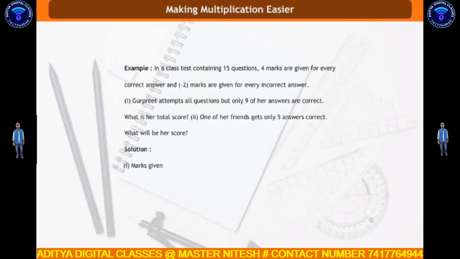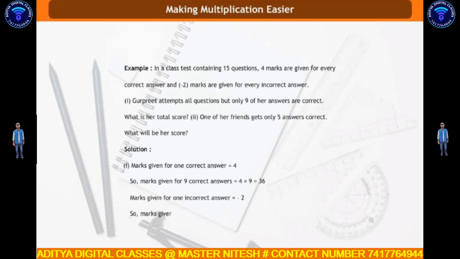Solution. Marks given for 1 correct answer is equal to 4. So marks given for 9 correct answers would be 4 into 9, which is 36. Marks given for 1 incorrect answer is equal to -2. So marks given for 6, that is 15 minus 9 incorrect answers, is equal to -2 into 6 is equal to -12. Therefore, Gurpreet's total score is equal to 36 plus -12 is equal to 24.